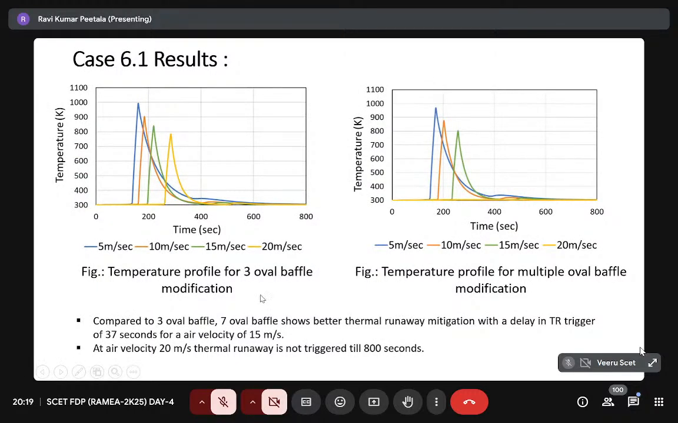So we use 3 oval baffle modifications, and we see thermal runaway is triggering at 37 seconds. And see here, 20 meters per second. This one is 5 meters per second. The thermal runaway is happening close to 180 or so, and with 10 meters per second using the oval baffle plates, the thermal runaway is happening around 190, and 5 meters per second.